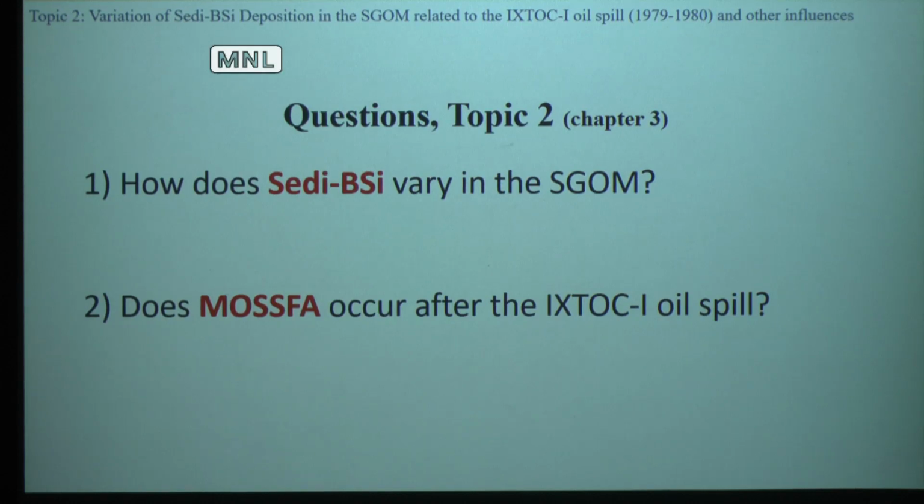So the first question is, how does sedimentary biogenic silica vary in the southern Gulf of Mexico? And the second question is, does MOSPA occur after the IXTOC-I oil spill?